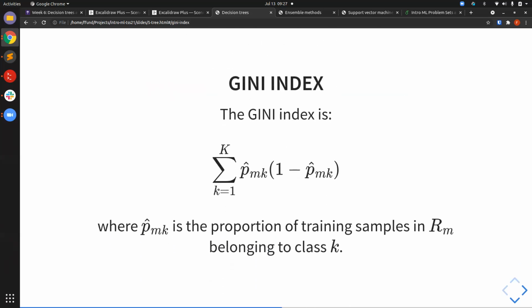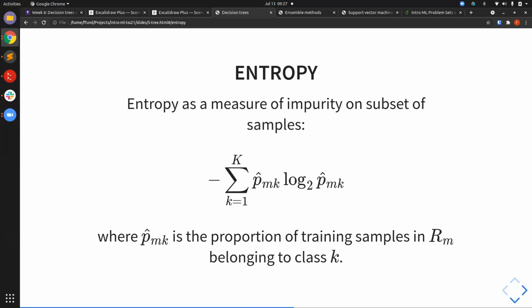One of them is known as the Gini index. And this is the proportion of class samples in the region belonging to a particular class times 1 minus the same proportion. And the other alternative metric of impurity that's often used is called entropy. This also uses the proportion of training samples in a region belonging to a class. So 3 possible metrics for deciding how to split at a particular stage.